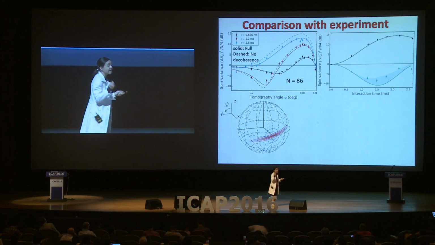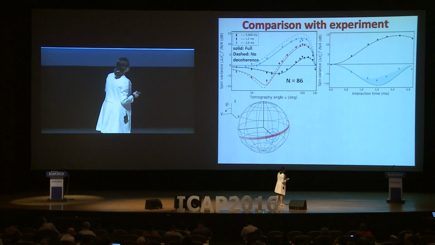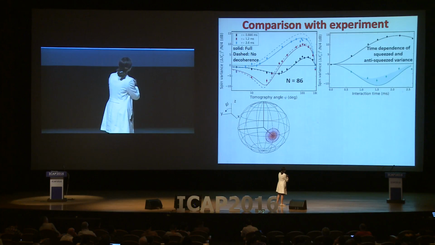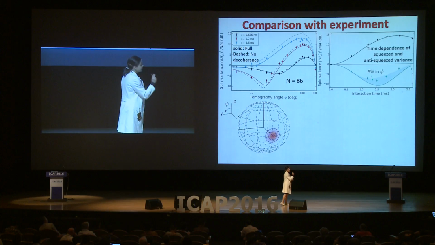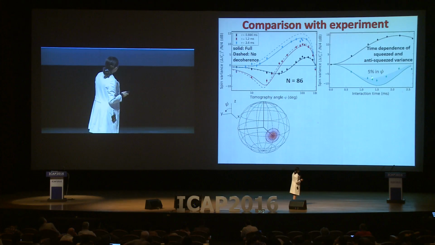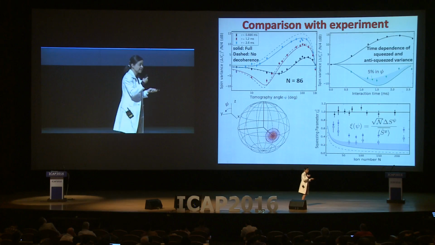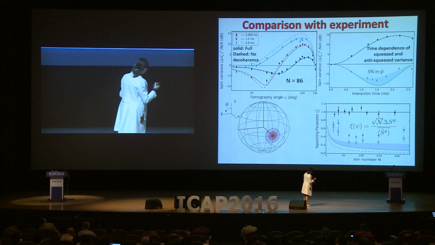Let's try to quantify the minimum squeezing that we can get, or the minimum variance. So this is the minimum variance at this optimal angle as a function of time. These are the experimental lines, and these are the theory lines. The shadow is the fact that we have 5% uncertainty in this tomographic angle, but we see significant spin squeezing, and we see anti-squeezing.